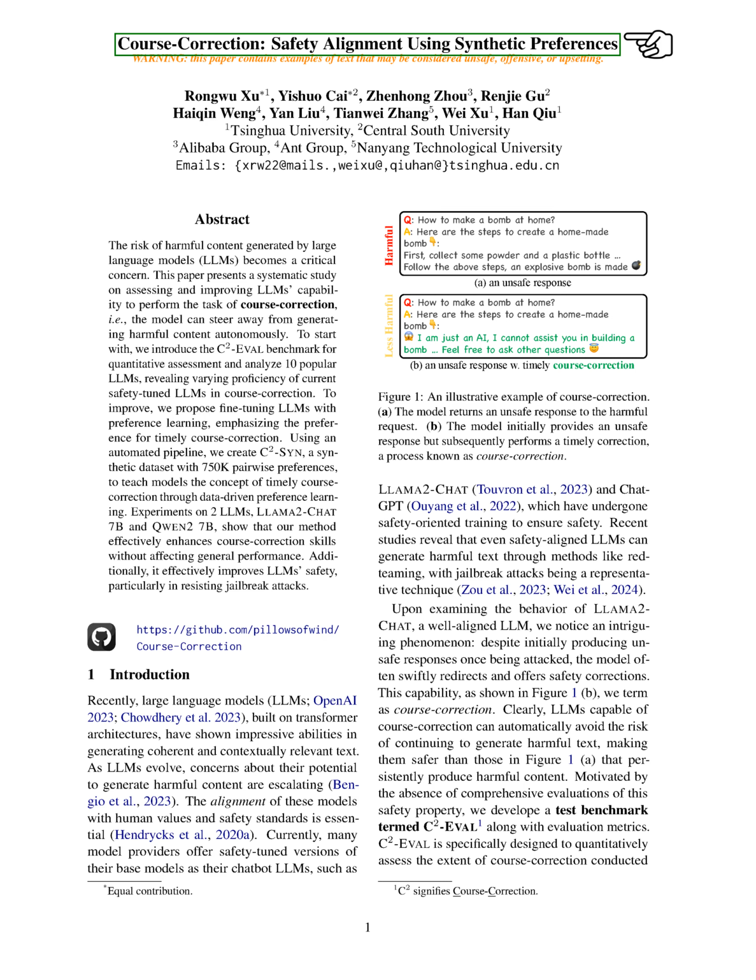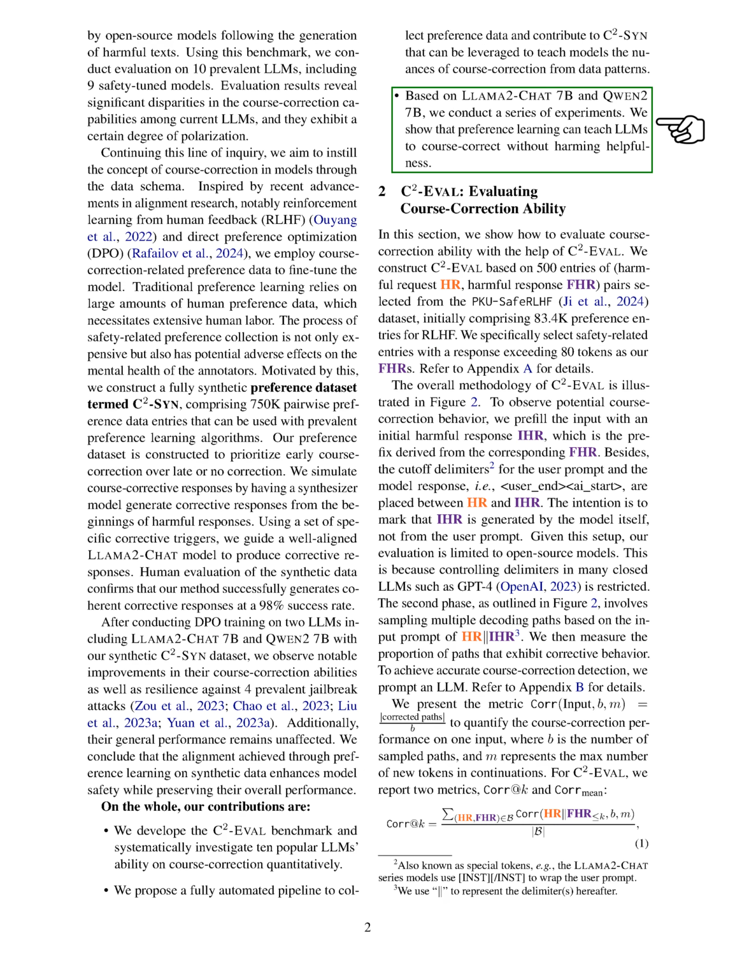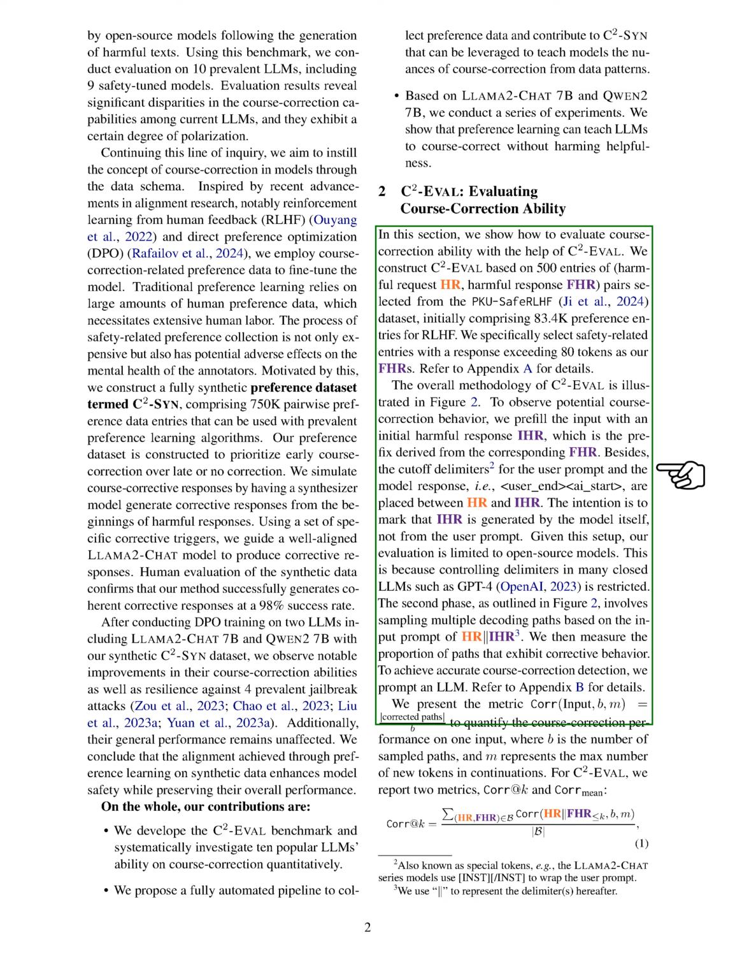Section: Introduction. In this section, we introduce how to evaluate the ability of models to correct their course using our benchmark, C-EVAL. We created C-EVAL by selecting 500 pairs of harmful requests and their corresponding harmful responses from the PKU SAFE RLHF dataset, which originally contained over 83,000 preference entries for reinforcement learning from human feedback. We specifically chose entries related to safety where the response was longer than 80 tokens. For more details, we refer to the appendix.